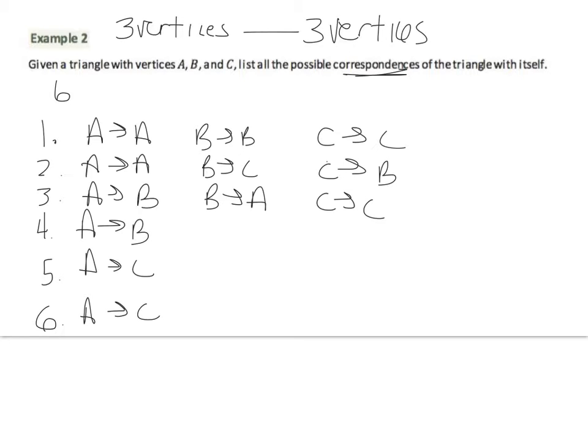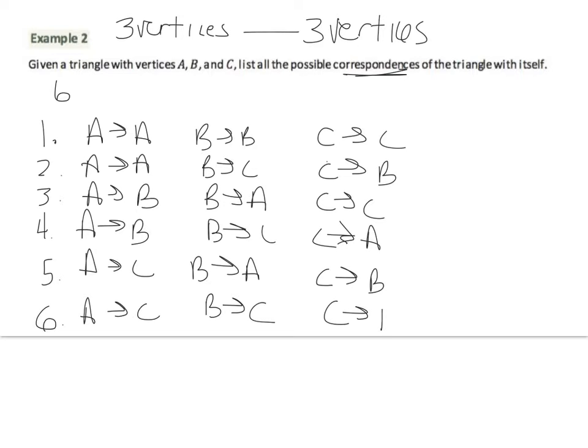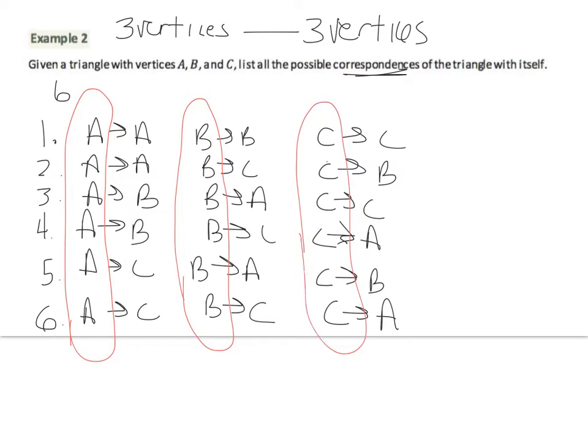Alright, we're on number 4. So we just did A to B. Let's do B to C and C to A. And then A to C, we can do B to A and then C to B. And then we'll do A to C, B to C, and C to A. If you notice, all 6 of them, I've got my first columns, and then I just change up the second ones to give you a pattern to hopefully follow.